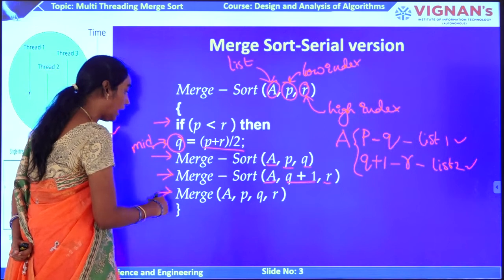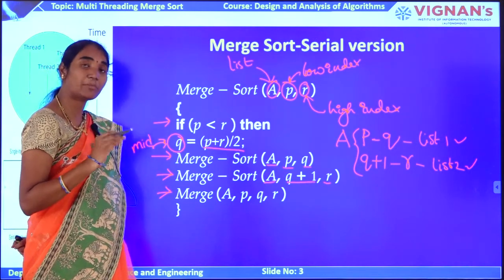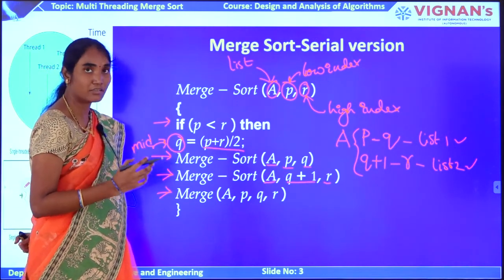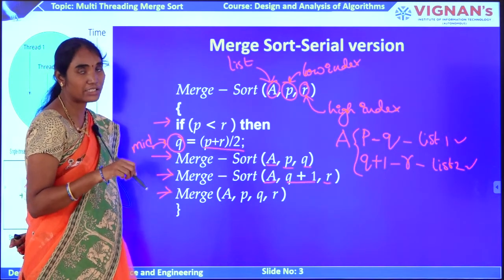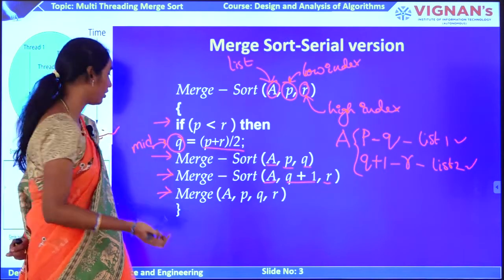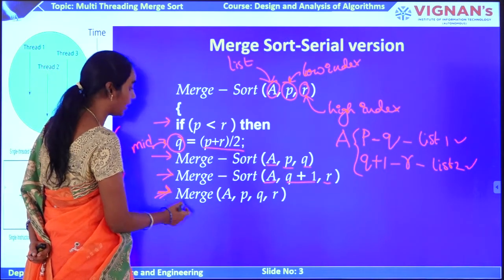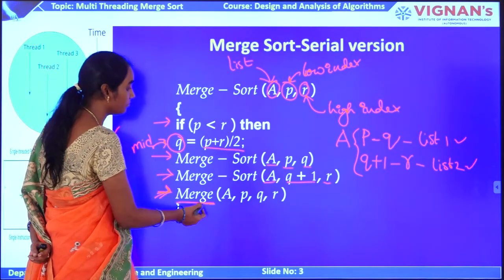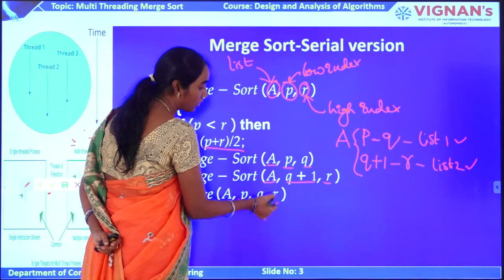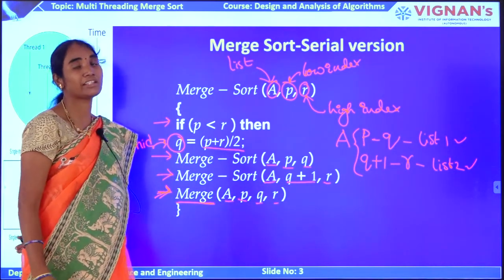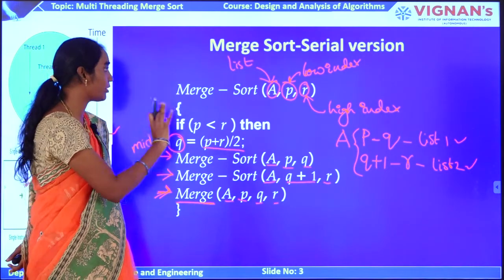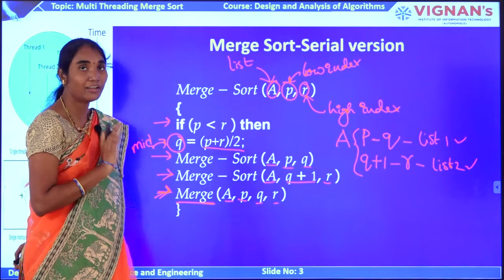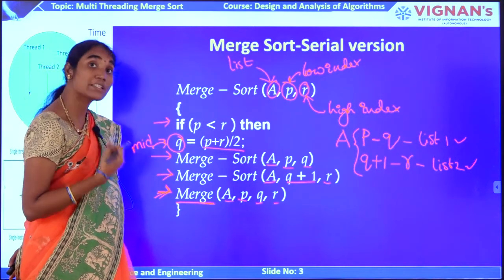After applying merge sort on the two lists, the other thing is to combine these two lists, and I need to apply sorting again. For combining I am using the merge algorithm: merge A comma P comma Q comma R. You have already seen the merge algorithm as part of your divide and conquer. So this is your merge sort algorithm, which is a serial version. Now we will see the parallel version.